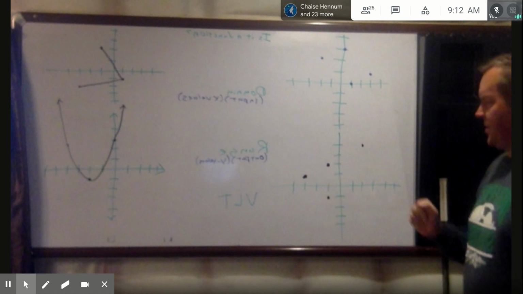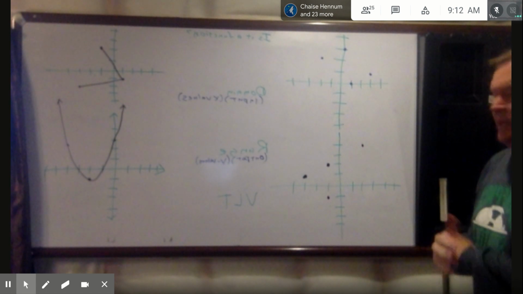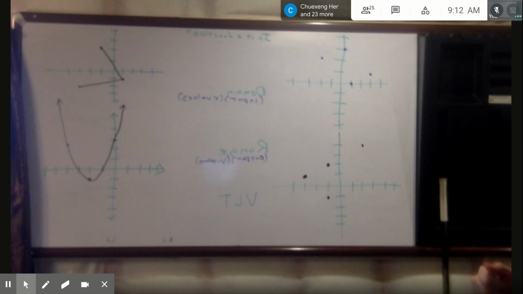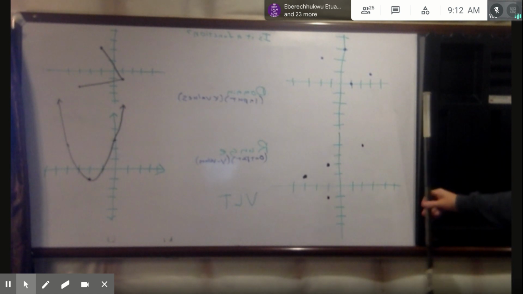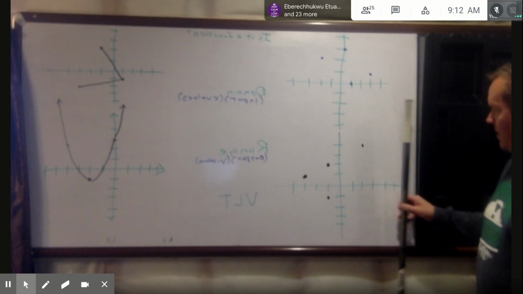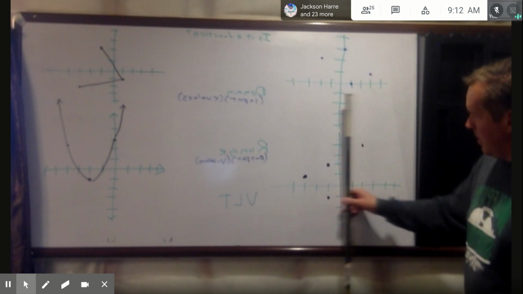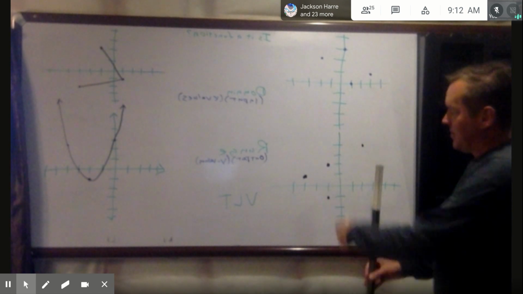Is this a function? Yes or no? No. Good job. As I go across here, here's my vertical line tester. Beep, beep, beep, beep, beep, beep, beep. All's good. One spot, 0, 0. Beep, beep, beep, beep, beep. Alarm starts going off right here.